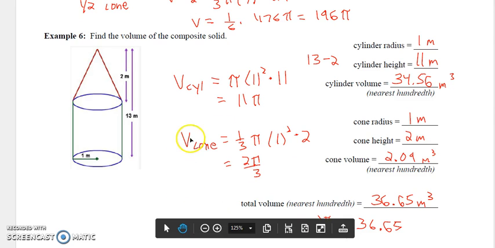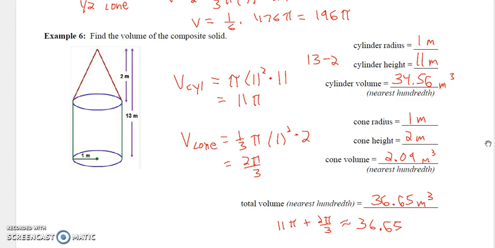Now, what I wanted to do to be the most accurate is, as you can see right here, I just added up the 11 pi plus the 2/3 pi and then rounded at the end. So that's composite solid. So cylinder, pi r squared times h will give you the volume of the cylinder. Cone, 1/3 times pi times r squared times h will give you the volume of the cone. In this case, we had to do both to get the total volume of the composite solid.